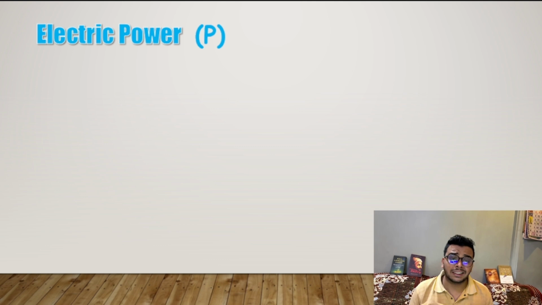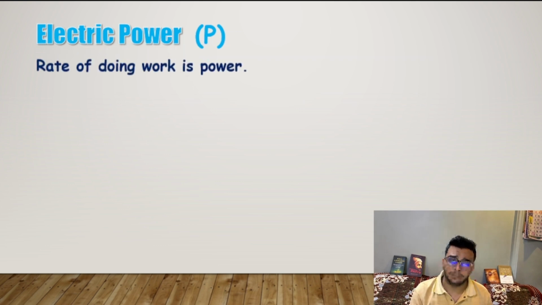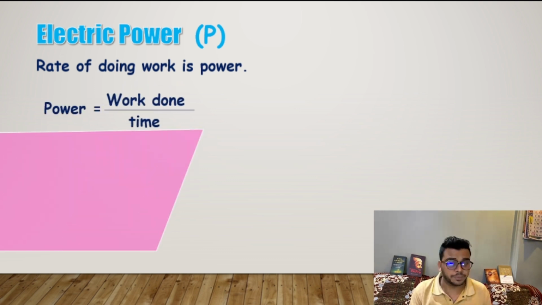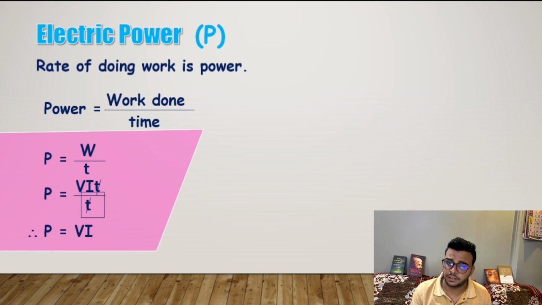Moving to the last concept of this chapter, that is electric power. Now, power, as we saw, is nothing but work upon time. That is why we say power is rate of doing work. As I told you previously, rate of means we divide by time. So power becomes work upon time. P is W by T. Work is also given as V into I into T. So V into I into T, now T T will get cancelled and we get a formula for power, that is power is VI. This is one of the formulas for power which we can use.